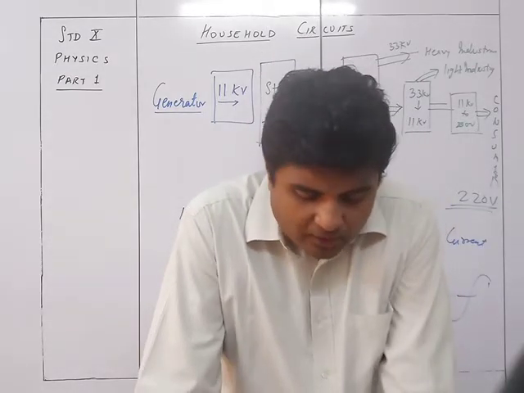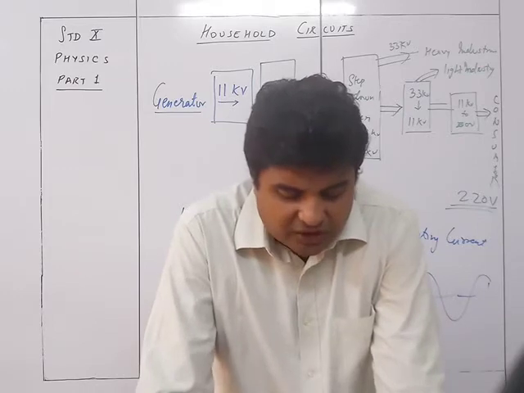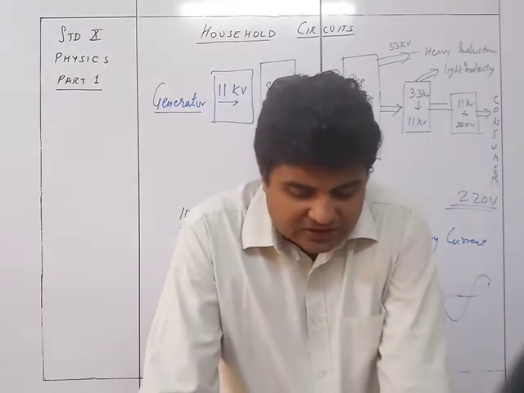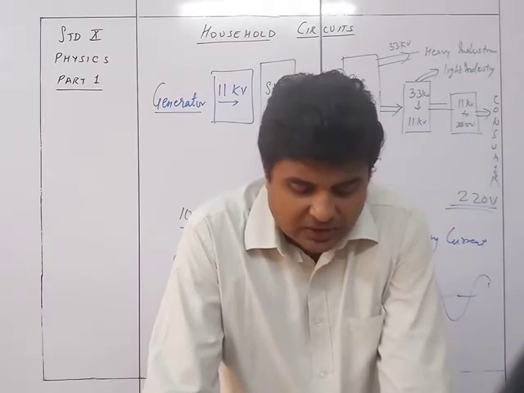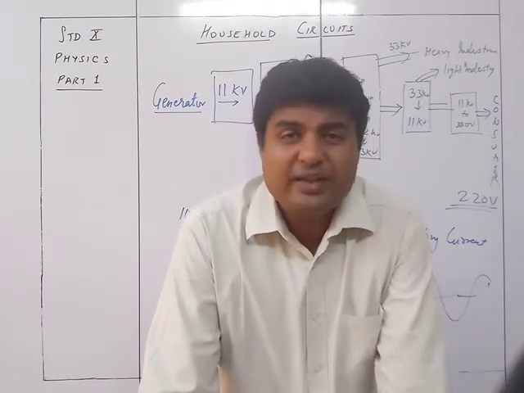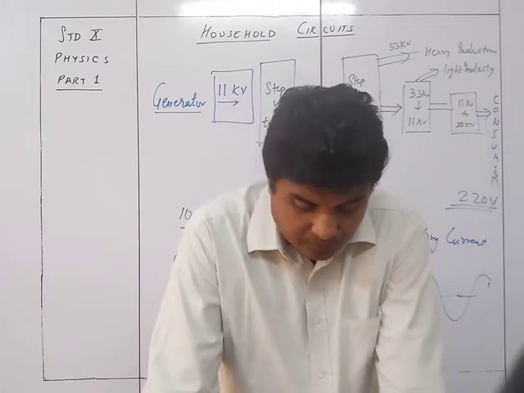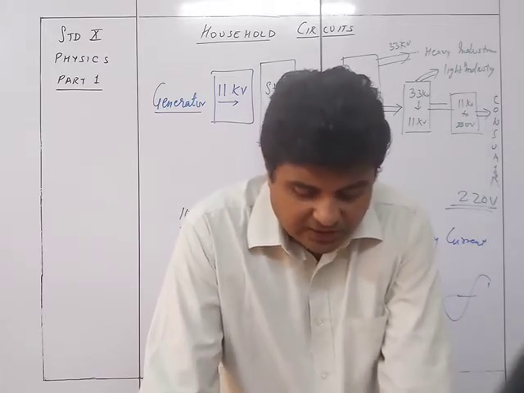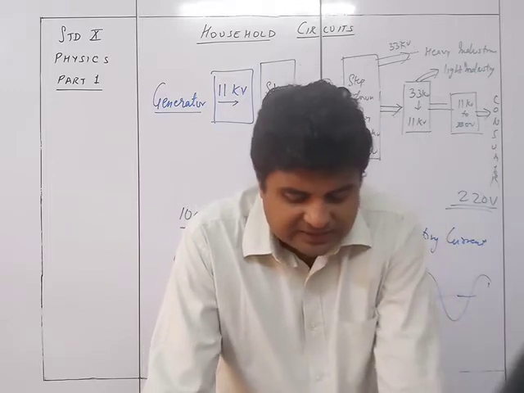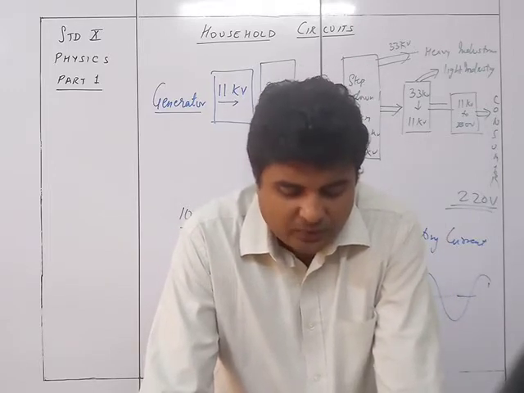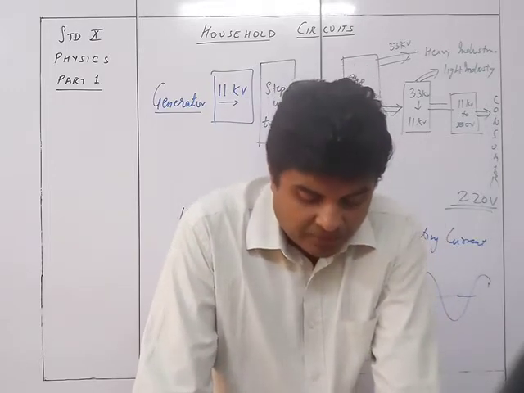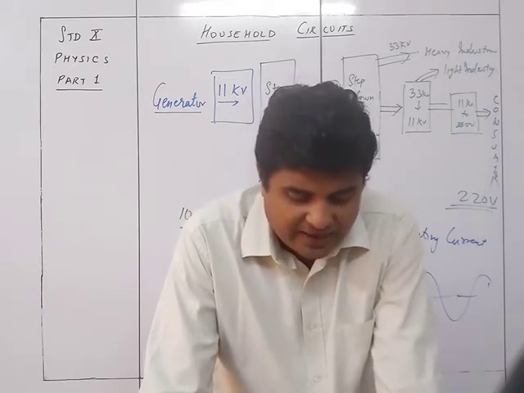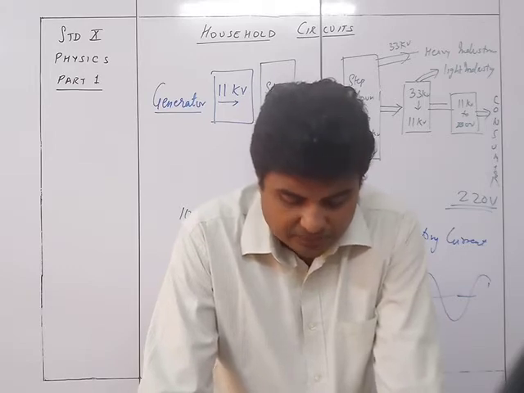Thus the alternating voltage generated is first stepped up from 11 kV to 132 kV at the generating station, also called the grid substation, using the step-up transformer. It is then transmitted to the main substation. At the main substation, the voltage is stepped down from 132 kV to 33 kV using the step-down transformer, and is then transmitted to the heavy industries and intermediate substation.